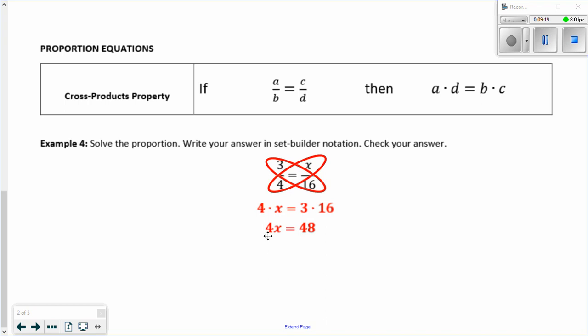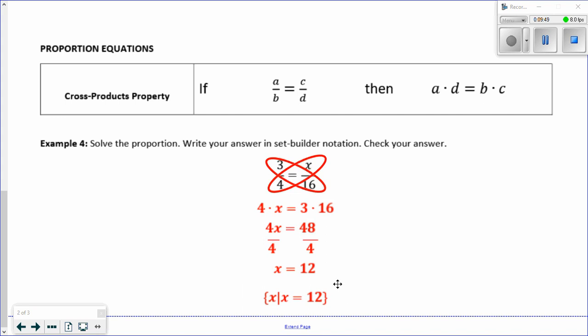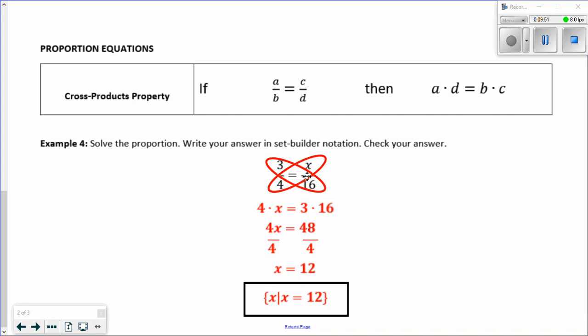And now I'm going to solve for x. So here I'm going to divide both sides by 4 using the division property of equality. And then I'm going to go ahead and actually divide by 4. So 4 divided by 4 just leaves me with 1x, or the 4's cancel out, however you want to think about it. And then 48 divided by 4 gives me 12, so x equals 12. And in set builder notation, you get x such that x equals 12, and that would be my final answer. And I know it's a correct answer because I'm going to plug it in and check it.